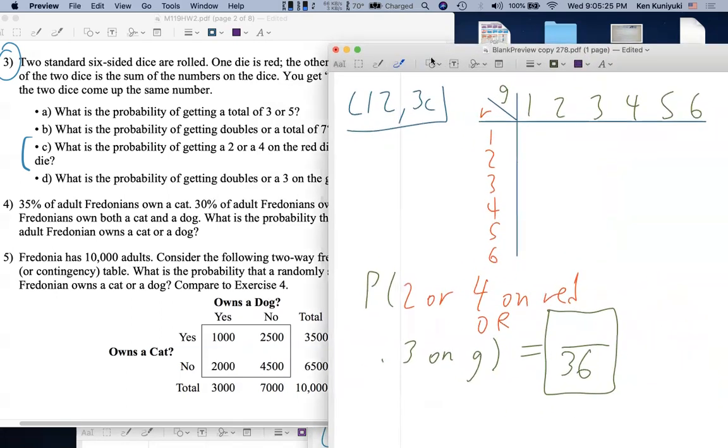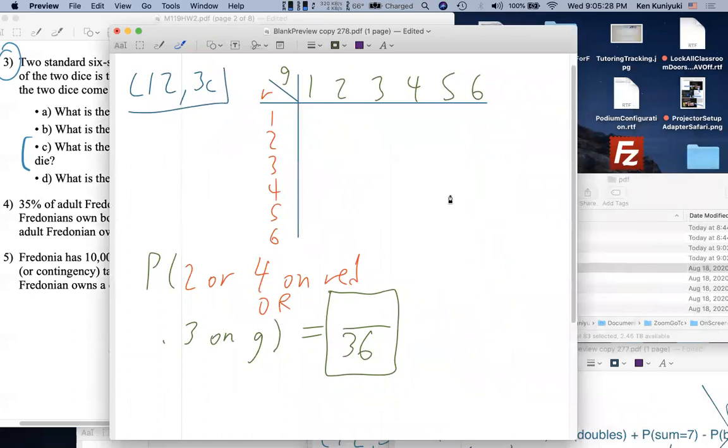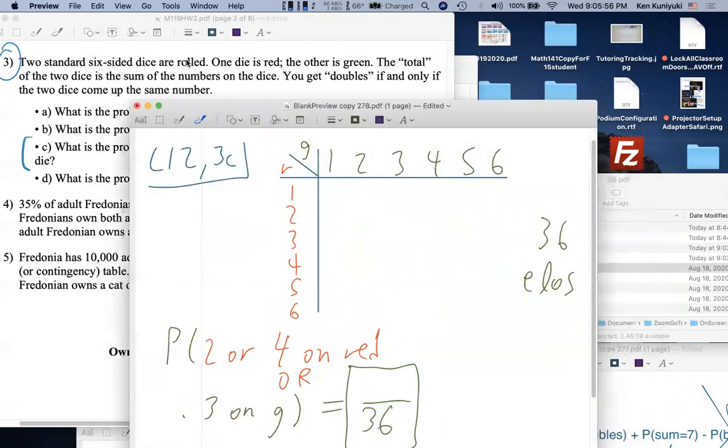Have you counted out how many of these 36 ELOs will correspond to either this compound event or this event? In a way, they're both compound events, but how many out of the 36? You can do check marks or something. 2 or 4 on red or 3 on green, right? 2 or 4 on red or 3 on green.